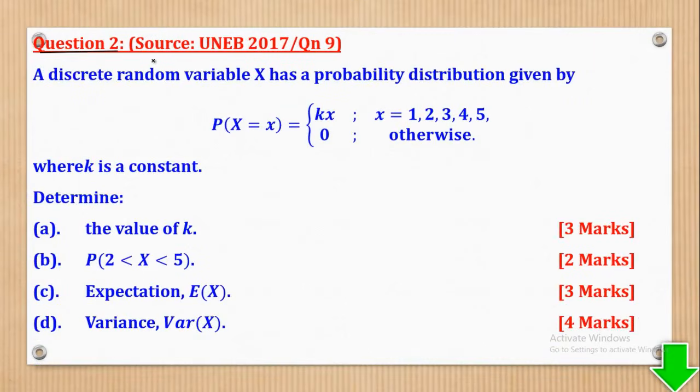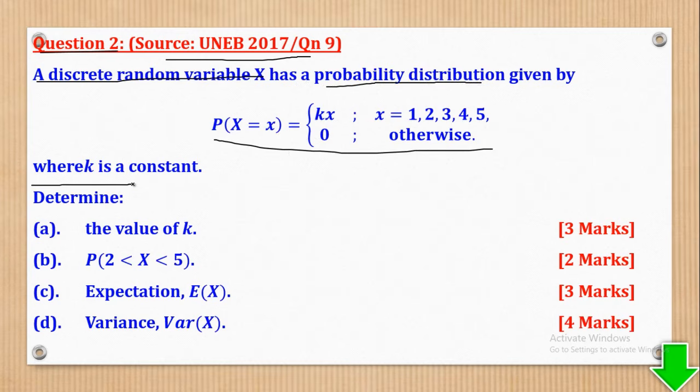Now we shall go to question 2, which came from UNEB 2007 paper 2, question 9, and it says a discrete random variable x has a probability distribution given by this, where k is a constant. Then it says determine, Roman 1, the value of k, Roman 2, the probability of x greater than 2 but less than 5. Then part C, expectation E(x), and part D, variance, which is denoted as Var(x).